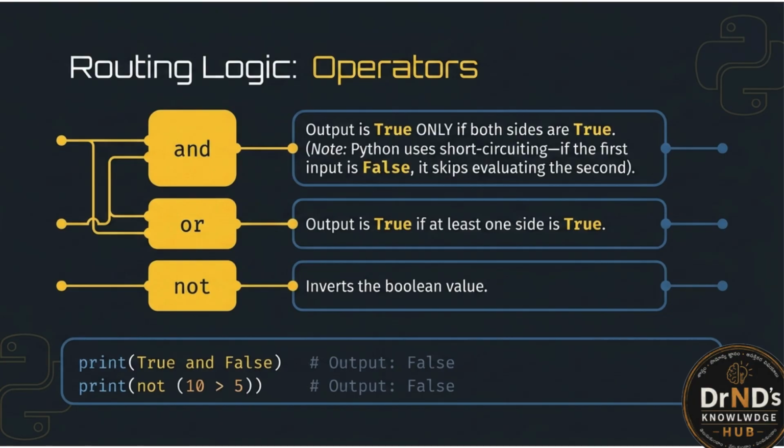Think of it like a security gate with two locks. Both locks must be opened before access is granted. For example, true and true returns true. However, true and false returns false because one of the conditions is not satisfied.